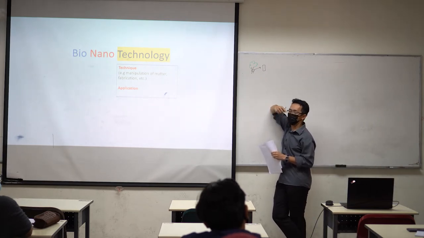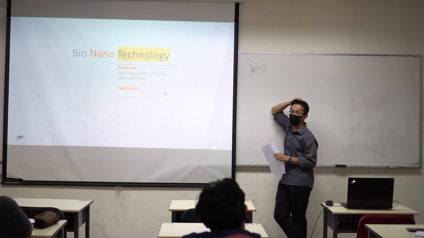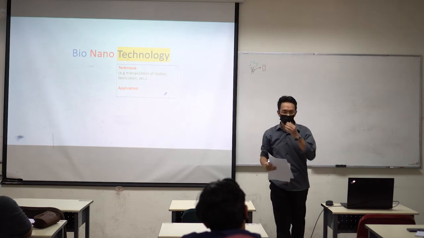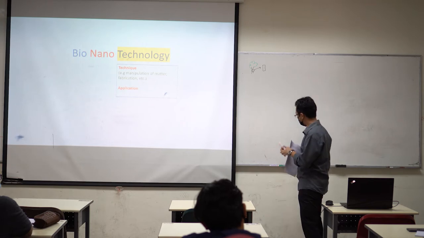What color is it? Brown, right? Brown. So you need to remove the brown part. The brown is lignin, right? And the tree, the brown part.